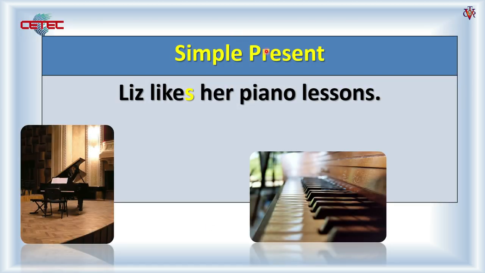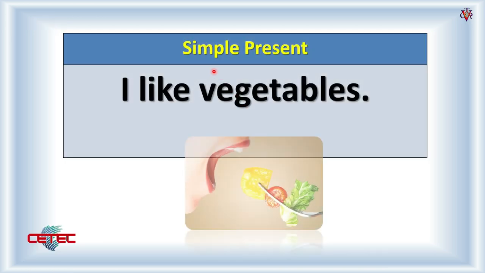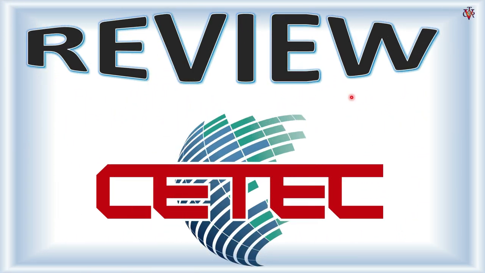In simple present, Liz likes her piano lessons. Likes, because we are talking about a girl. Her, it's helping to the name. Liz is her, and something that she likes. Simple present, I like vegetables. In here, the subject, I, the verb in a simple form, and complement. Review. Now, let's check this review.